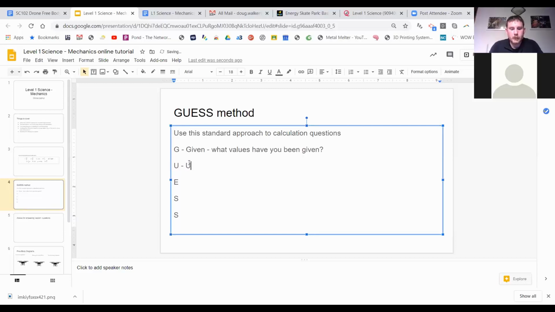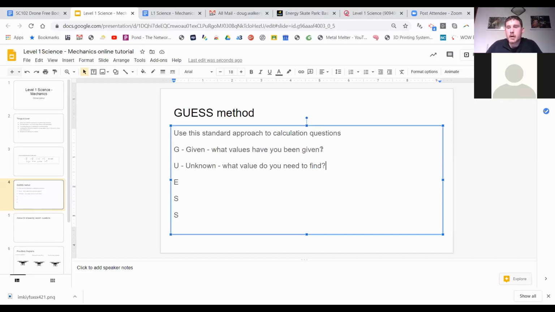The U stands for unknown. So what value do you need to find? And that should be quite obvious from the question. So again, we'll write that down with the letter representing what it is that we're trying to find. For example, if you're looking for power, then you're probably going to write a capital P equals question mark for that one, for your unknown.